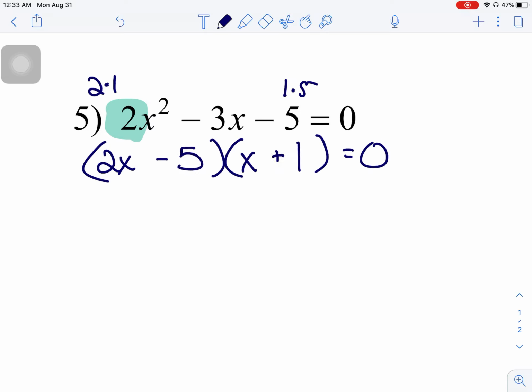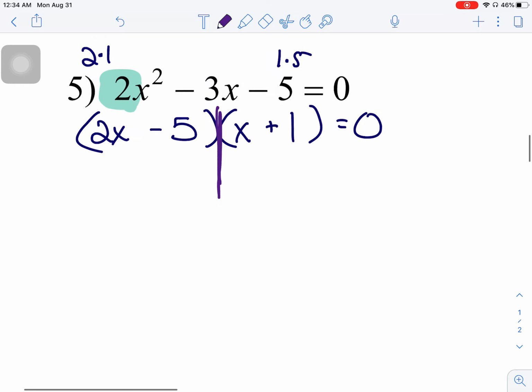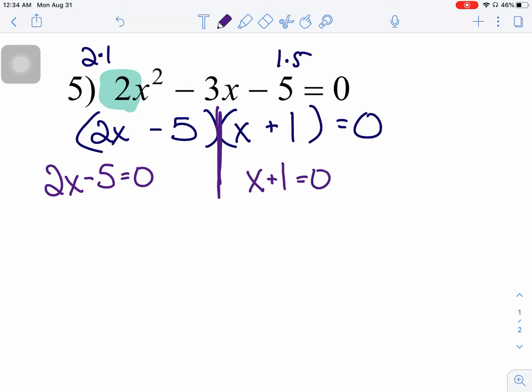Now, normally I'd leave that and just show my extra work, but because I need to actually go further, I need to split this at the multiplication and set each factor equal to 0. Once they're equal to 0, solve them. So add 5. So 2x is equal to 5. Divide both sides by 2.